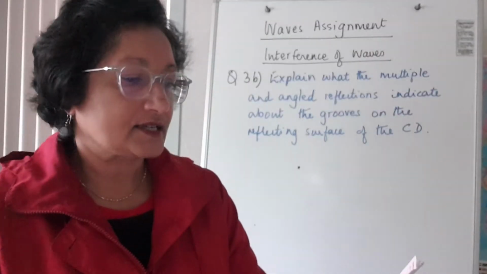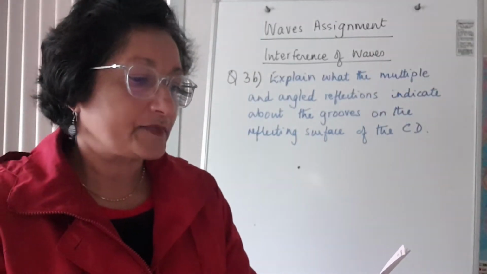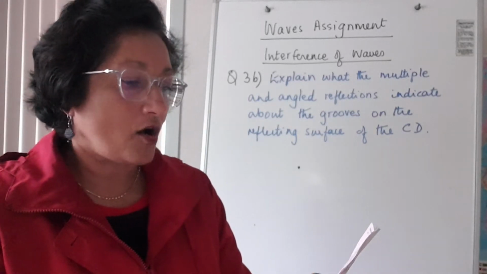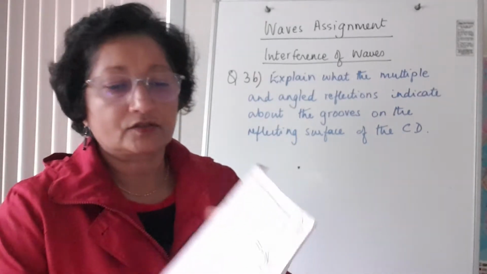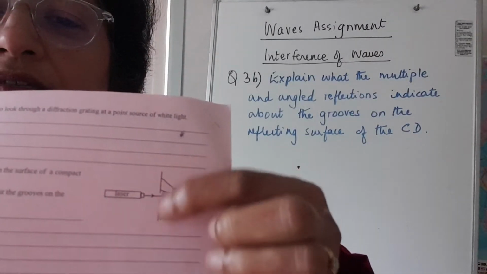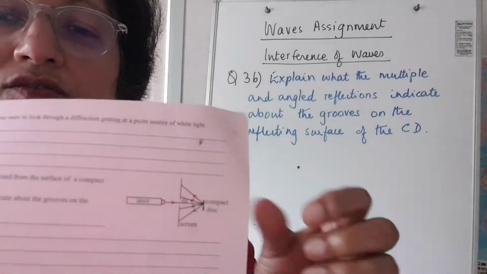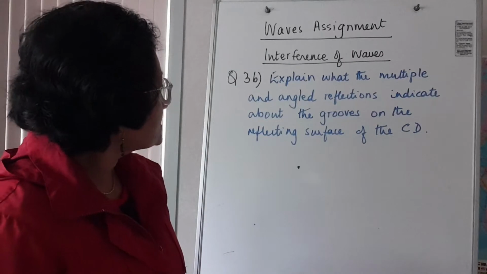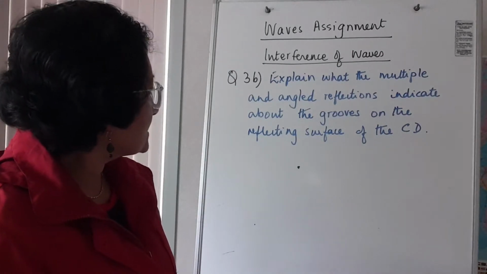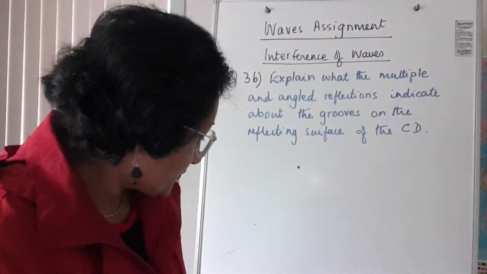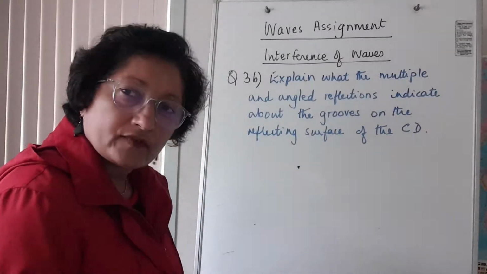So the question is, the diagram shows how a beam of red laser light is reflected from the surface of a compact disc. So that's your diagram. There's your red laser light, and that's your compact disc. It shows how the light is reflected. And the question is, explain what the multiple and angled reflections indicate about the grooves on the reflecting surface of the CD. Now, I have over here a compact disc.